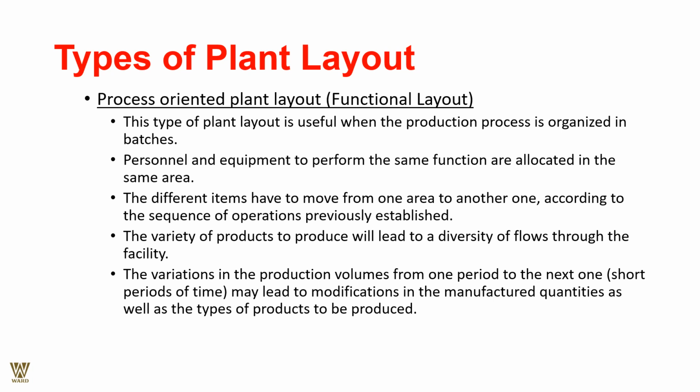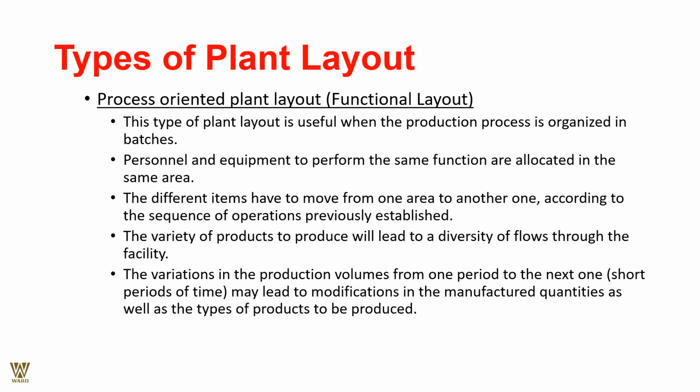Now, process layout plant is functional layout. This type of plant layout is useful when production is organized in batches of a particular product, and then the next batch of a different product. So personnel and equipment to perform the same function are allocated the same area. I have already stated so in the Bay Area, in the R&D, wherever you want to go. The different items have to be moved from one area to another according to the sequence of operations previously established. The variety of the product produced will lead to diversity of the flows in the facility.